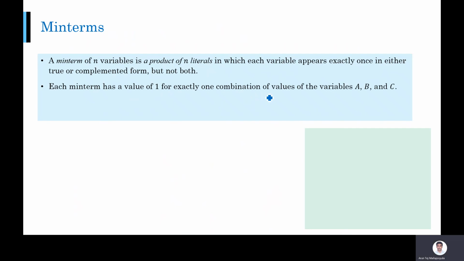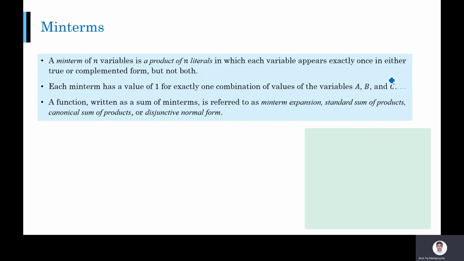Each min term has a value of 1 for exactly one combination of values of variables A, B, and C. Okay, if you are having a 3 variable min term, then that min term will be equal to 1 for only one combination of those variables. Need to understand, we have seen the same argument in the previous example. A function written as a sum of min terms is referred to as min term expansion or standard sum of product or canonical sum of product or disjunctive normal form.